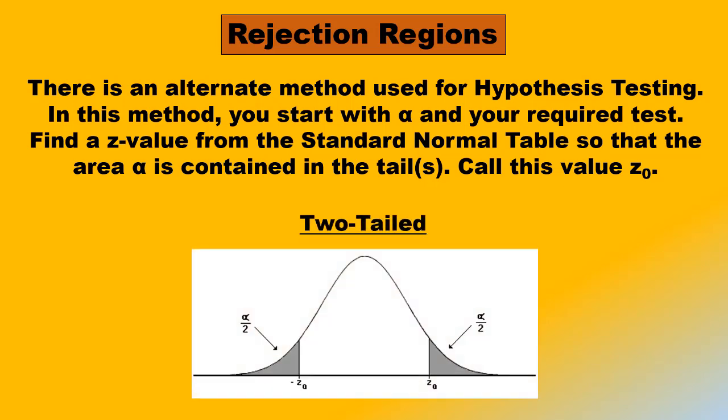It's going to be half of alpha, because remember that when we're doing a two-tailed test, we're combining the area in the two tails. So if you take alpha over 2 plus alpha over 2, that's our total of alpha. So you'd find z-scores that would make each tail be alpha over 2.